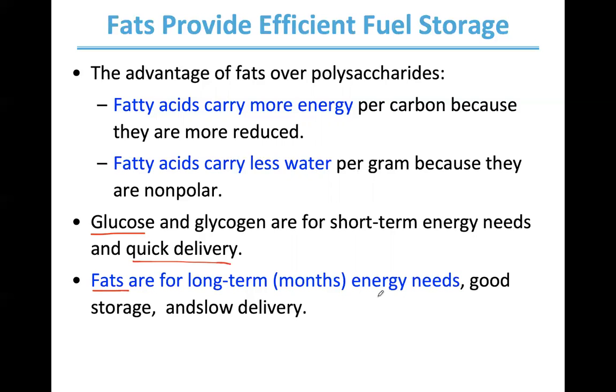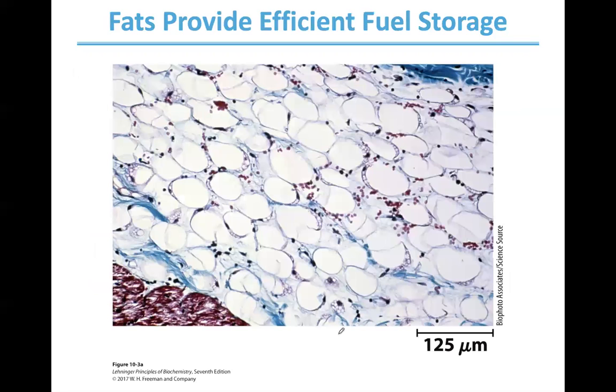So fats are primarily for long-term energy needs, very good storage, but slow delivery. And as you know, when there's an excess of energy in the body, this excess is stored in the form of fats, and there are cells specifically designed to do that. The cells are known as adipocytes.